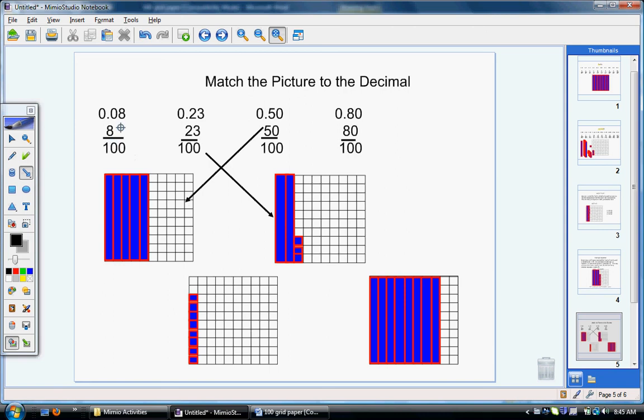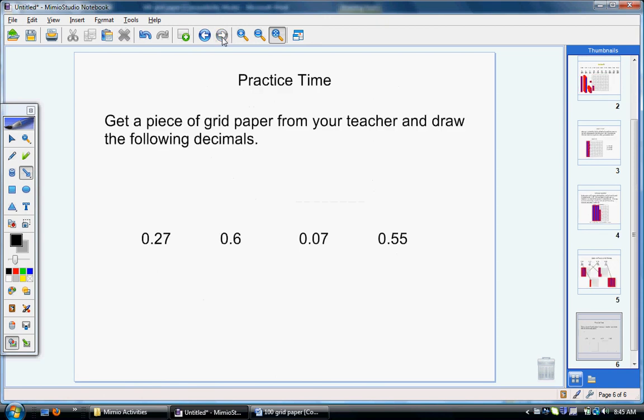Now I have to debate 8 hundredths or 80 hundredths. 8 hundredths is a lot smaller than 80 hundredths. So 8 hundredths is going to go with this picture right here because 8 hundredths is just 8 of those little squares. 80 hundredths is the same thing as 8 tenths or 8 of those rows. That's most of the grid, so that would go with this picture down here.